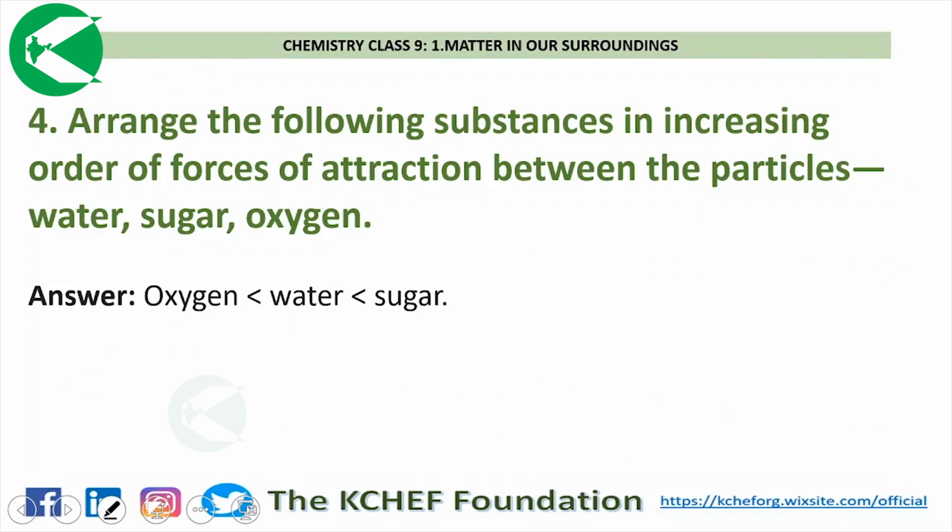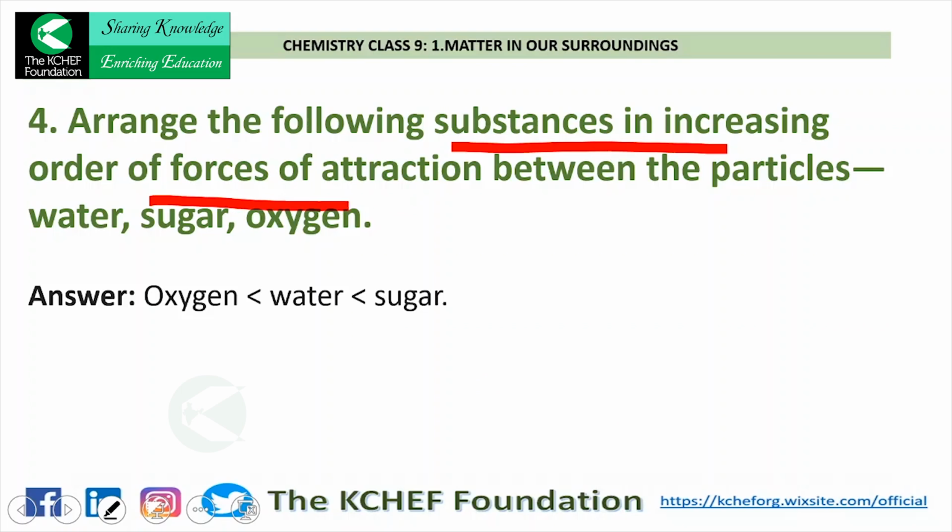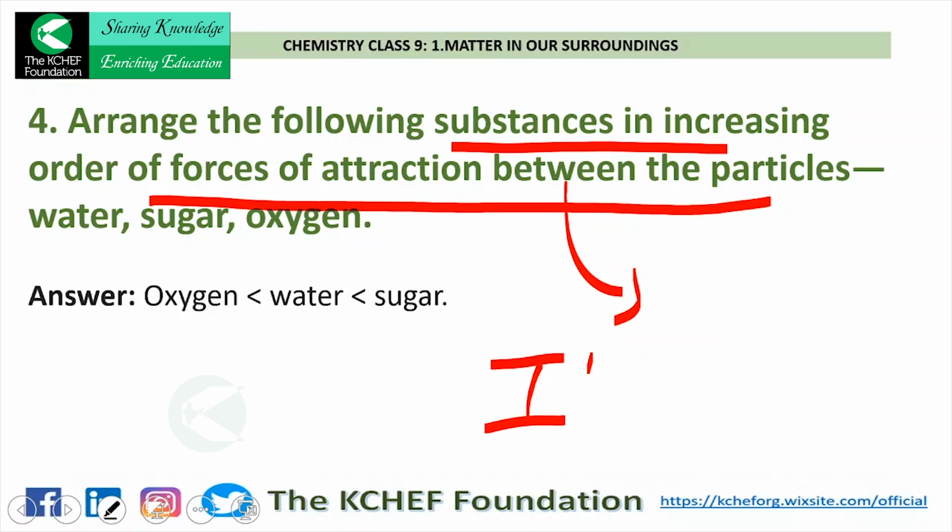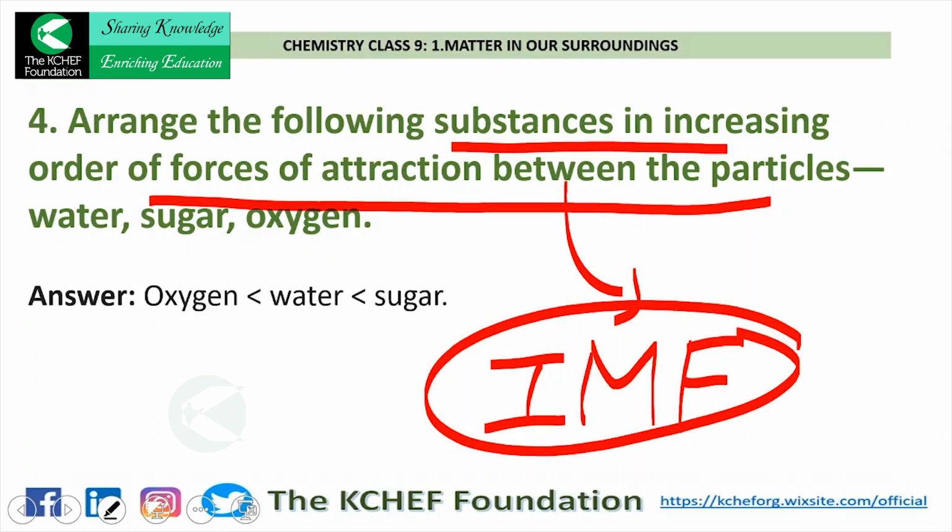Moving on to the fourth question. The fourth question demands to arrange the following substances in increasing order of force of attraction between the particles. The force of attraction between the particles is also called intermolecular force of attraction. This is just a short notation, not scientific notation. I didn't write the whole thing. It's intermolecular force of attraction. But remember not to use such terms in examination. Please use the full form.